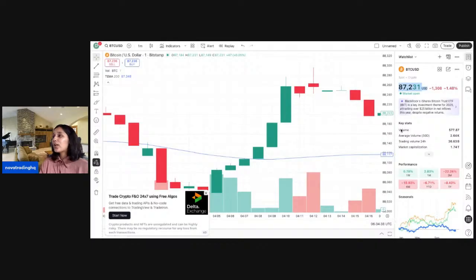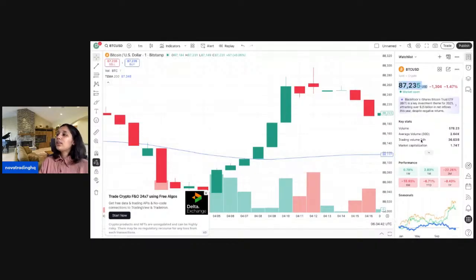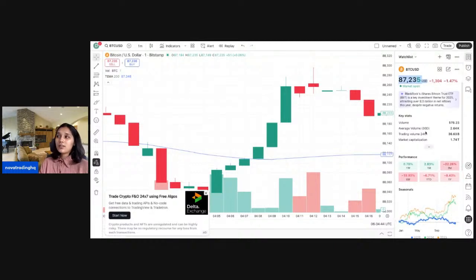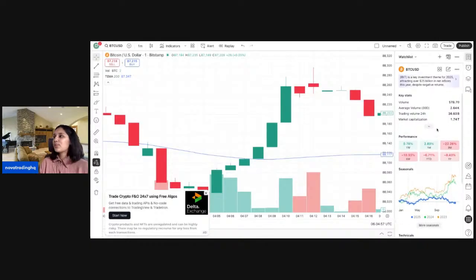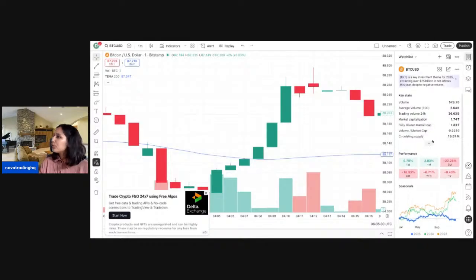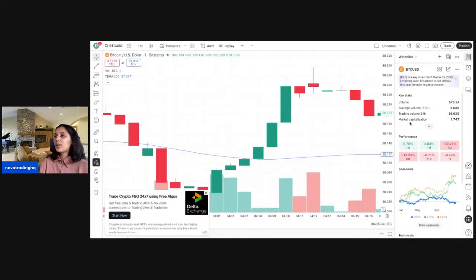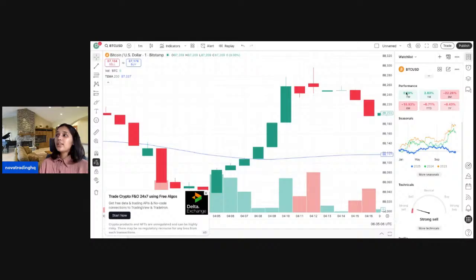Like here you can check the volume is at 578.23. You can see the average volume in the past 30 days, which is mentioned here, 2.64K. This is very important. The trading volume in the last 24 hours, you can see 36.63 billion, and the market capitalization is 1.74 trillion. There are a few more stats which I don't believe are quite necessary. So these four stats are important.